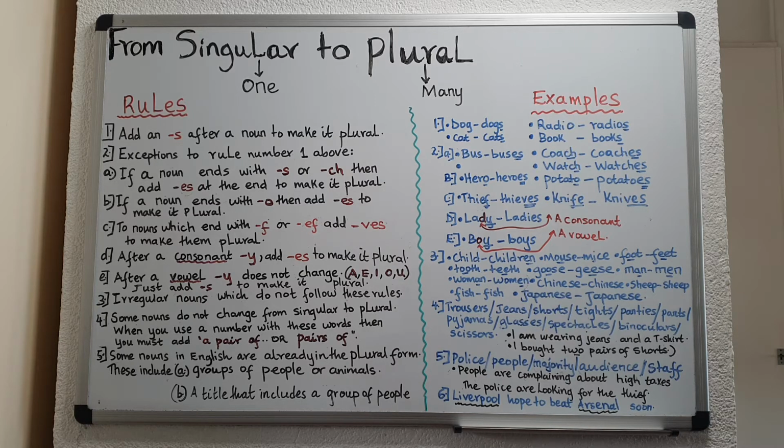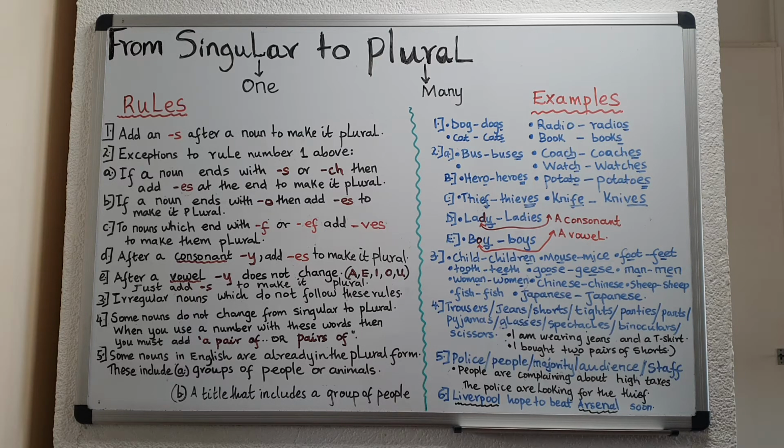And how do you do that? Look at examples 1 on the right. Dog becomes dogs. So we simply add an S at the end of the word dog. Then cat becomes cats. Radio becomes radios. A book becomes books.